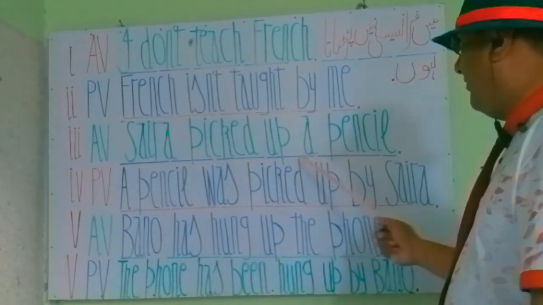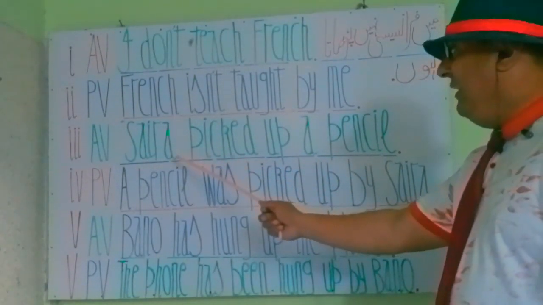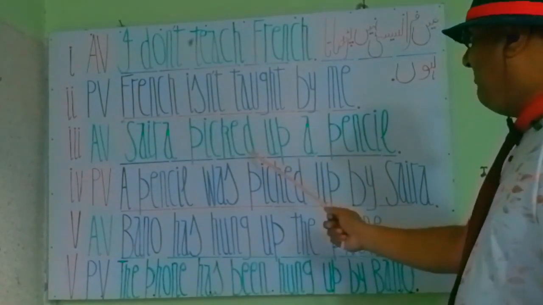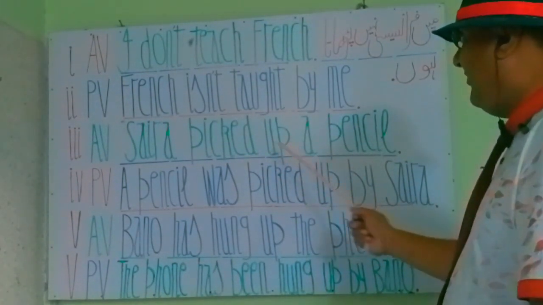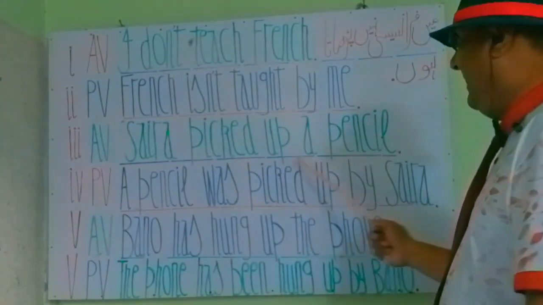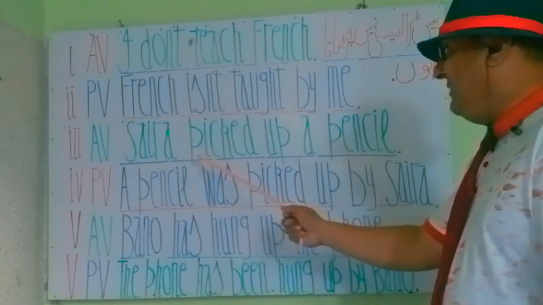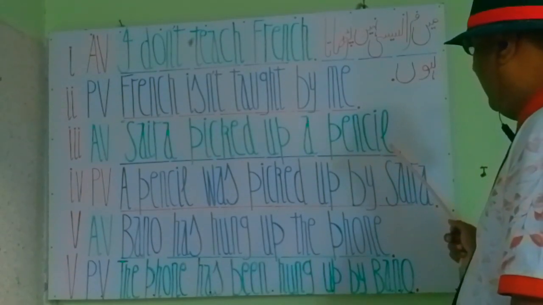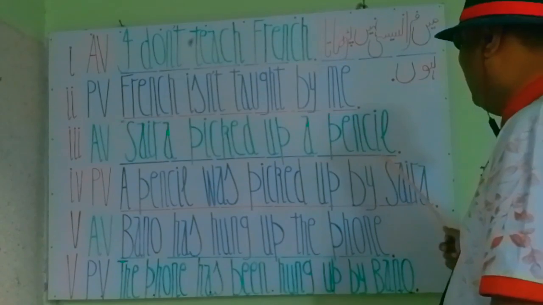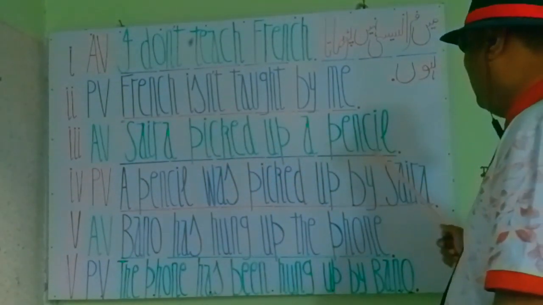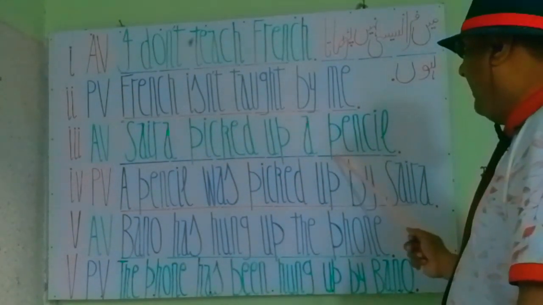So picked is the second form of verb and this is a past indefinite tense. This is a past tense, past indefinite tense, because the talk is of the past. Saira picked up a pencil.